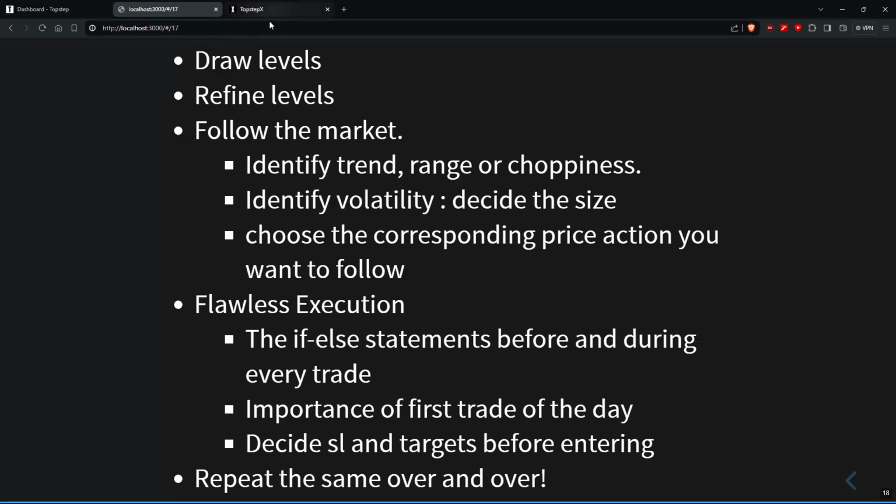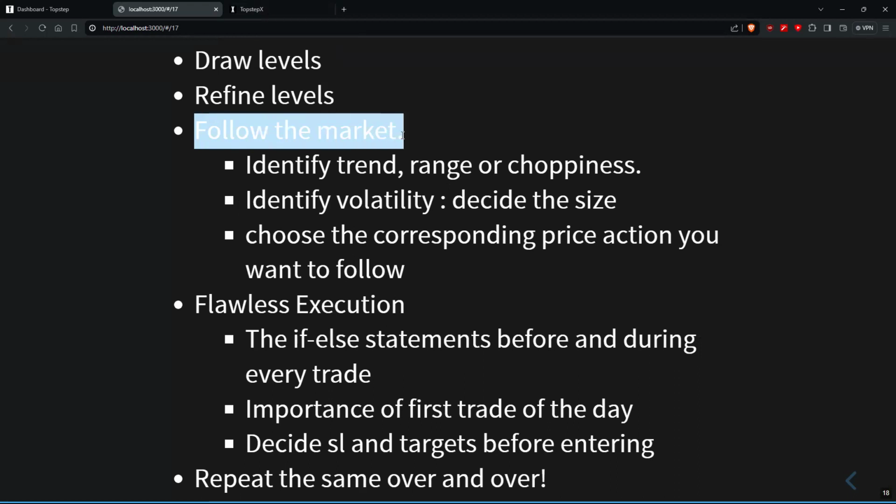Refining levels is very simple. You just reduce your time frame, draw the levels from weekly to daily to hourly, and then go to 15 minute and try to make them more precise, so that you can get the best possible levels. Now, when considering your trades, for every trade, you should ask.